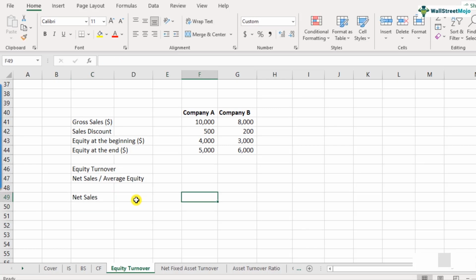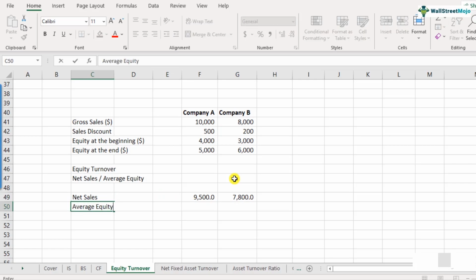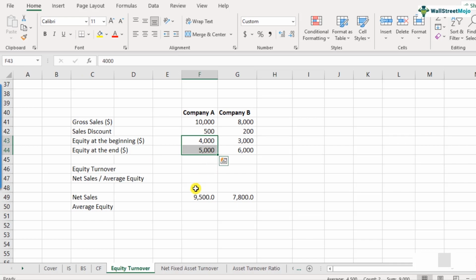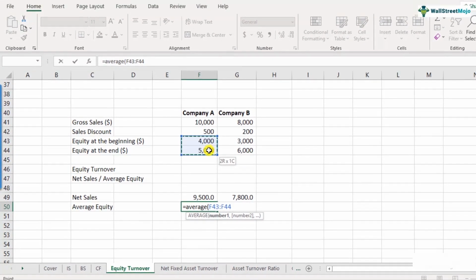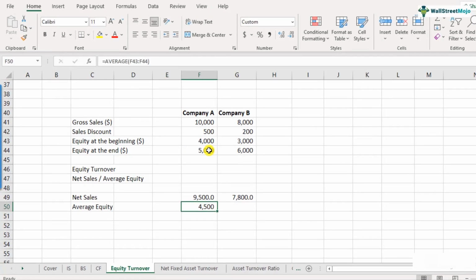The net sales here is gross sales minus your sales discount, right? So this will be 10,000 minus 500. So this comes out to be 9,500, and for company B, it will be 7,800. So this is the net sales amount. Average equity is the average of these two numbers. So let's find that out. Average of 4,000 and 5,000, we get this as 4,500. And for company B, this is again 4,500.